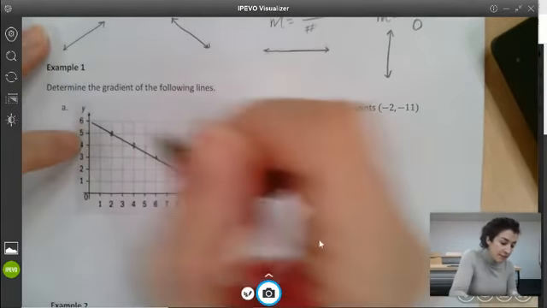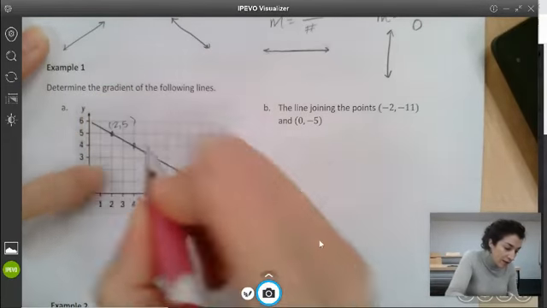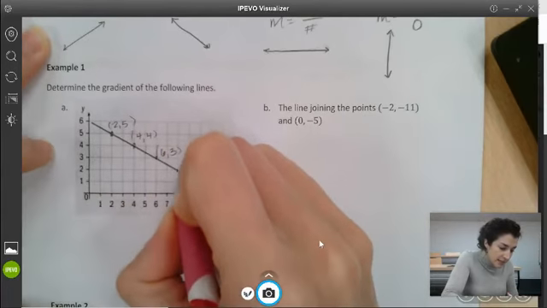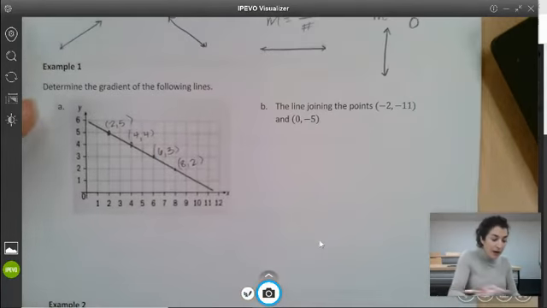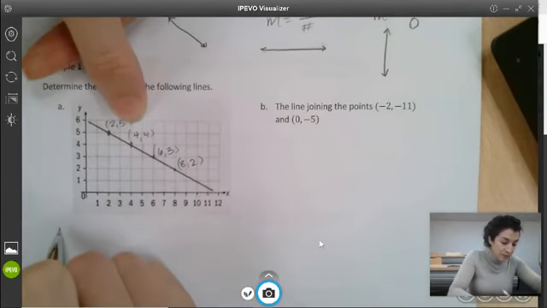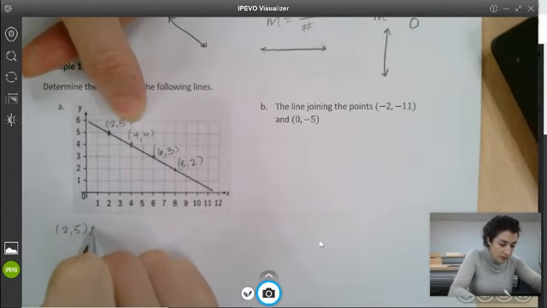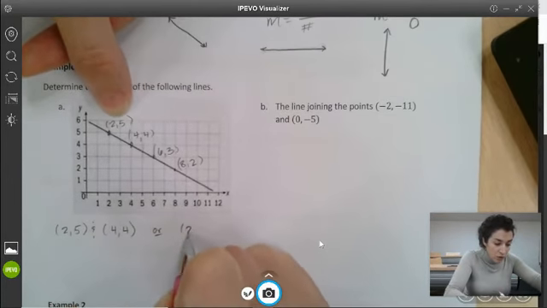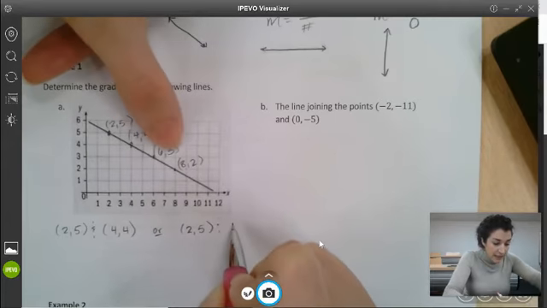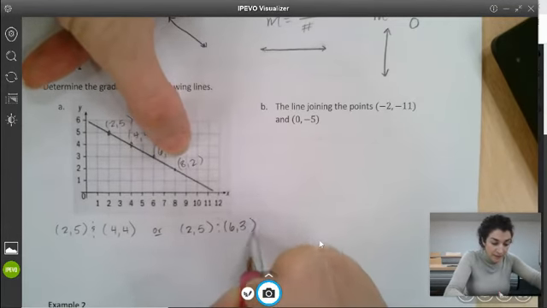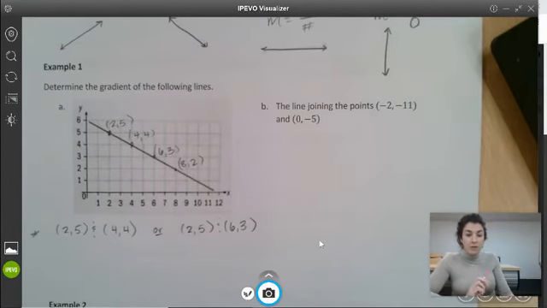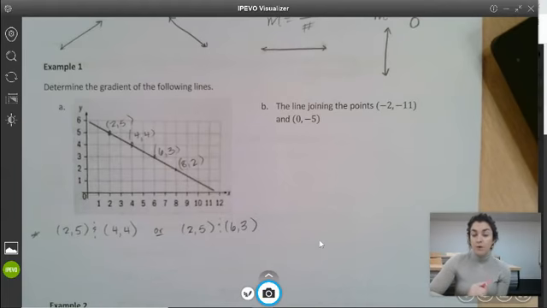So, for instance, if I chose this is 2, 5, this is 4, 4, this is 6, 3, this is 8, 2, I could either choose these two or maybe I chose 2, 5 and 6, 3. I would like for you to find the slopes for both of these, and I would like for you to give it to me in unsimplified form. So I would like for you to just give me the initial fraction before you simplify it.